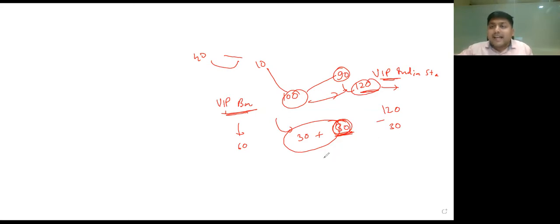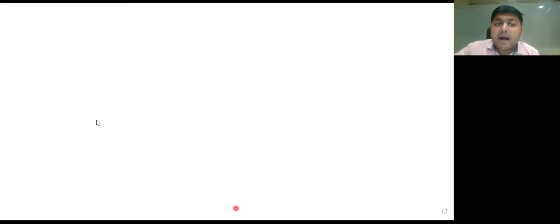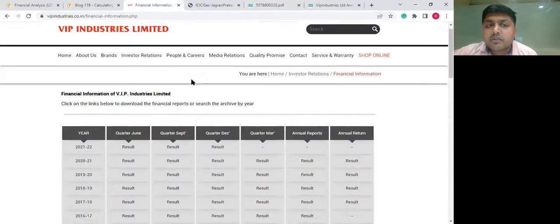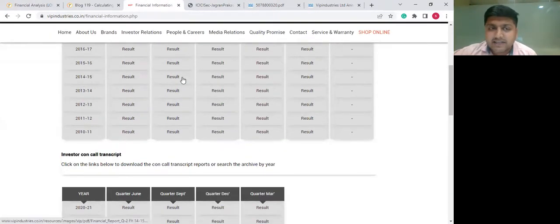Now this is where the key lies. We need to find out how much portion of VIP Bangladesh profits are coming from, or rather how much portion of VIP Bangladesh output is being sold to VIP India. And this is something which is available on VIP Bangladesh subsidiary accounts. Now every company is mandated to disclose subsidiary accounts as per the new accounting standards.